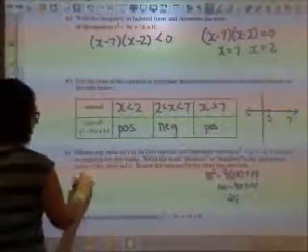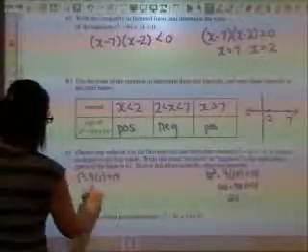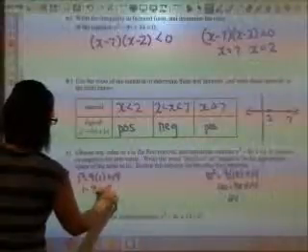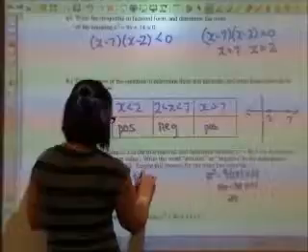So we had chosen 1. So 1 squared minus 9 times 1 plus 14 was 6. And then you chose 5. So 5 squared.